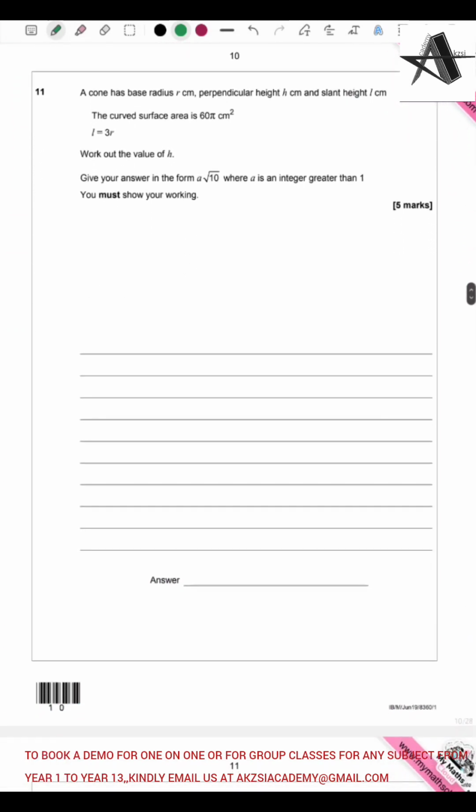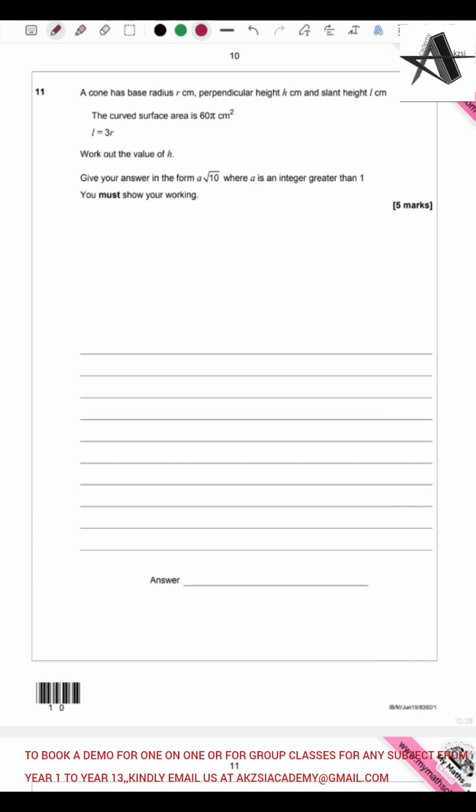A cone has a radius r centimeter, perpendicular height h centimeter, and slant height l centimeters. The curved surface area is 60 pi centimeter squared, and length is given as 3r. So length is actually 3 times the radius. Work out the value of h. Give your answer in the form of a root 10. And it's also mentioned that a is an integer greater than 1.